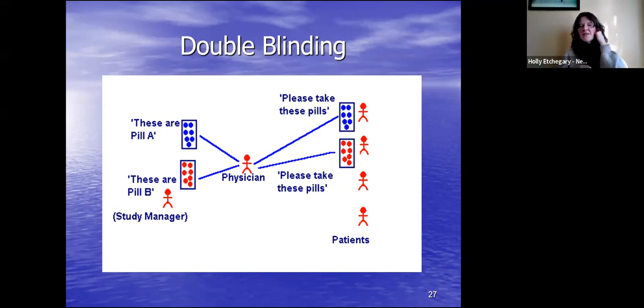Now, have you already thought that sometimes we can't blind everything? In the example I just gave you about the stroke patients, we cannot blind patients to the fact that they're getting low voltage electrical currents, right?